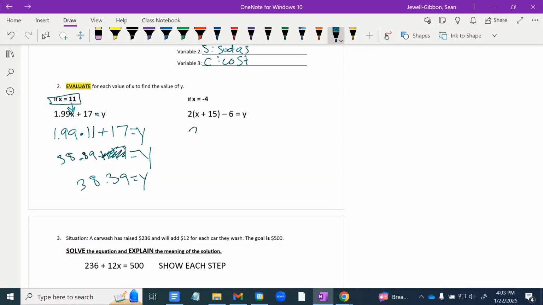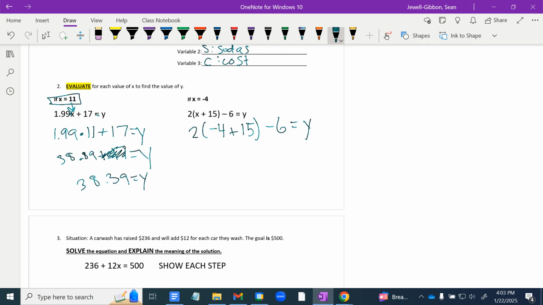All right, next one here. If x equals -4, this is a new equation that they want us to plug in for. So we've got 2 in parentheses, -4 plus 15, minus 6 equals y. Again, just plug in that -4 for our x. And we're going to go ahead and start in our parentheses here. So we have -4 plus 15.